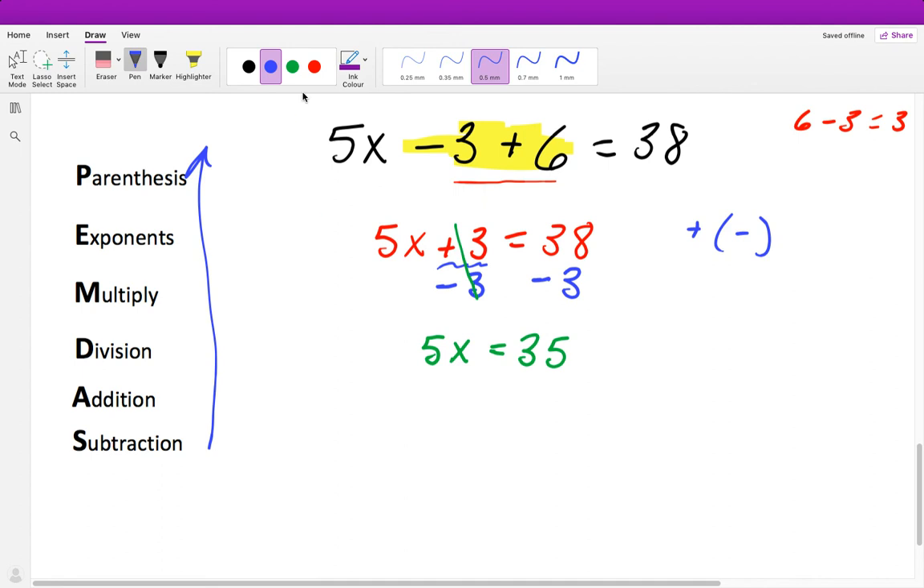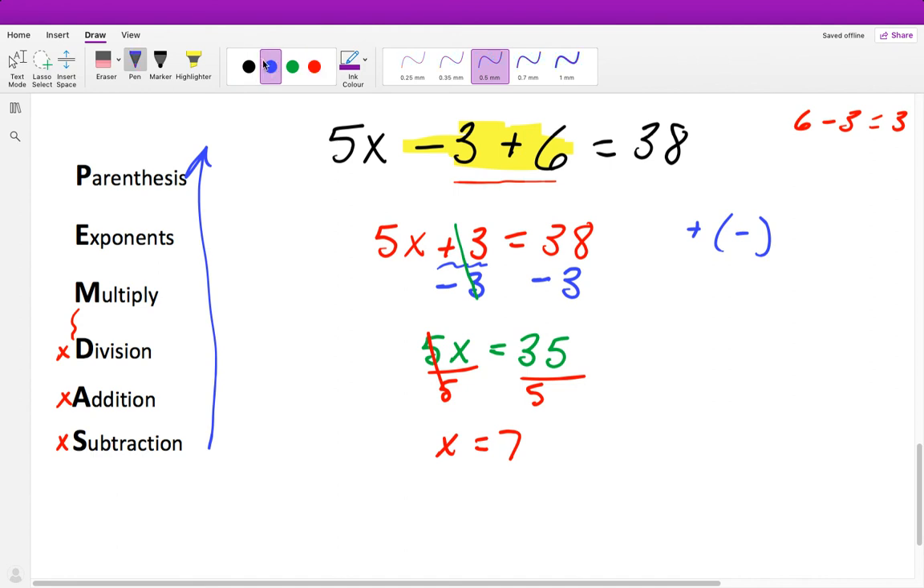All right, then from here, what I would do is say, okay, there was no subtraction, I did my addition. Now, is there any division or multiplication? Well, yes, this is 5 times x. So there is multiplication, there's no division. So to get rid of multiplication, though, I would need to divide. So now I divide each side by 5, and x is equal to 7.